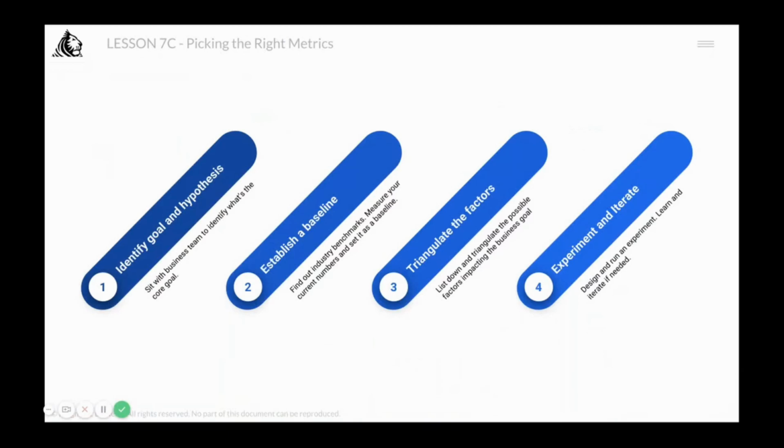Then establish a baseline. Go out, speak to your industry peers, talk to people on LinkedIn, look for available research, content and data about your industry, and find out your industry benchmarks. Measure your current numbers and set them as a baseline. It's very important to set a baseline. It might seem like a wasteful exercise, but trust me, it is very important, because without this, you will not be able to measure the effectiveness of all your activities. You will not be able to identify whether it was worth it or not.